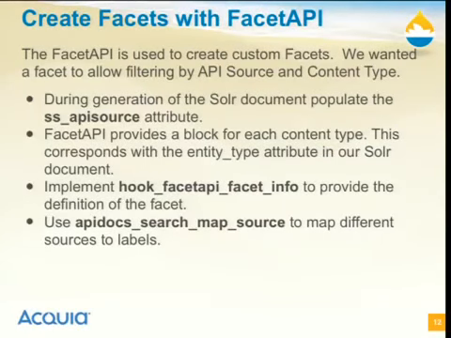I touched on this a little bit, and I'll get into more detail here because this is kind of the coolest part. The Facet API is used to create custom facets. We wanted a facet to allow filtering by API source and content type. During generation of the Solr document, populate the SS app API source attribute. That's what I just showed you in that document structure. The Facet API provides a block for each content type. This corresponds with the entity type attribute in our Solr document.